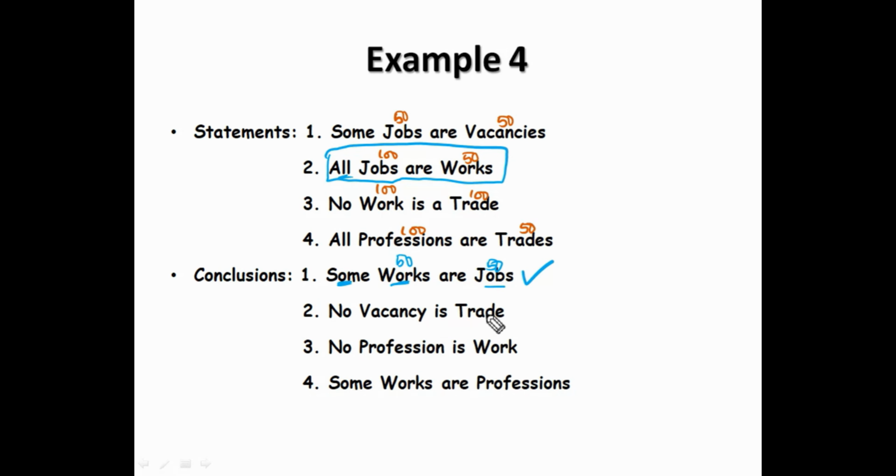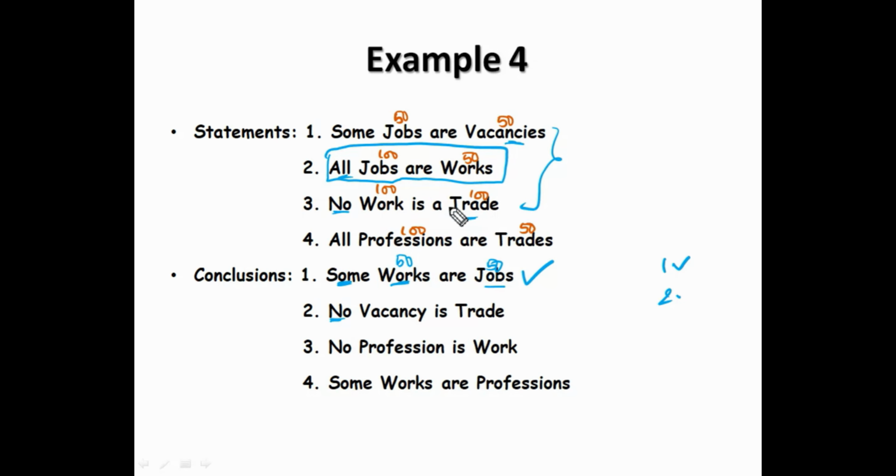Second, no vacancy is a trade. No vacancy is trade. Vacancy, where is it? Vacancy is here and trade is here. So if we combine first and second, jobs is common. If we combine second and third, works is common, we can get the relation between vacancy and trade. Okay, right. First is positive, second is positive, result must be positive. With that positive, if we combine negative, result must be negative, given negative only. So the first condition, first step clears.